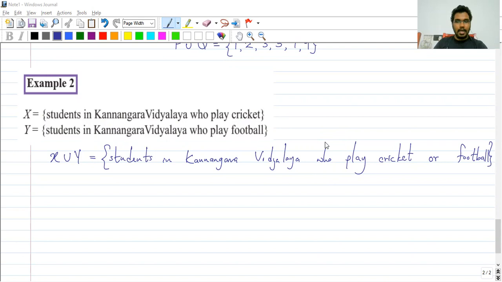As we have done in that intersection part, here also we can denote this union set in Venn diagrams in 4 different instances. So shall we move to them?